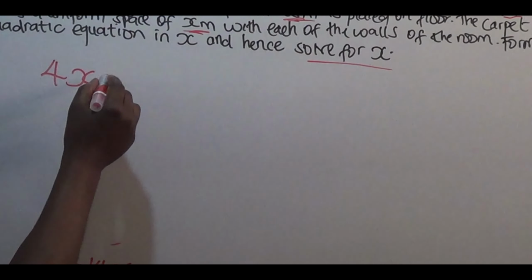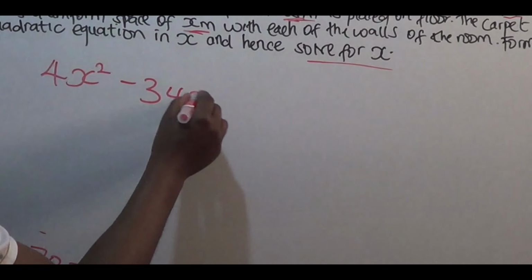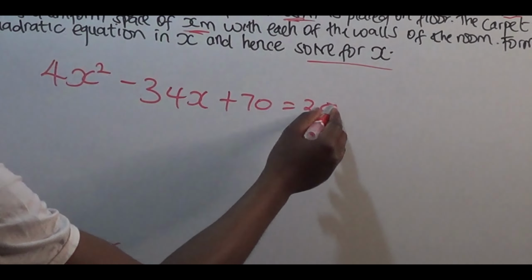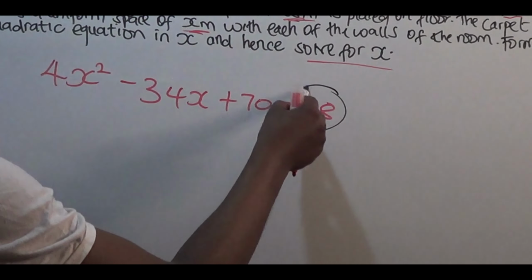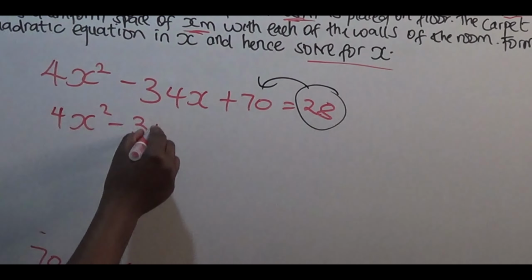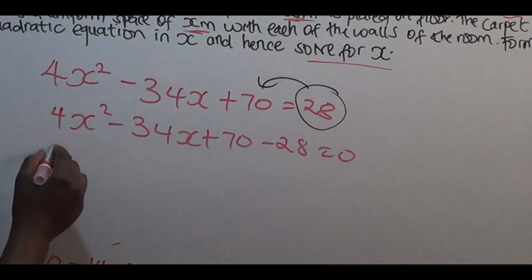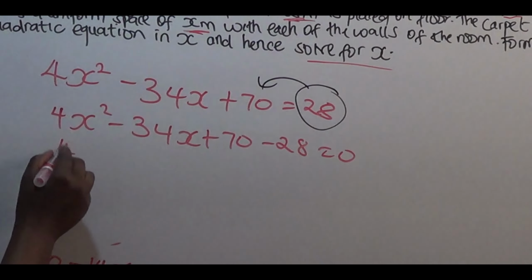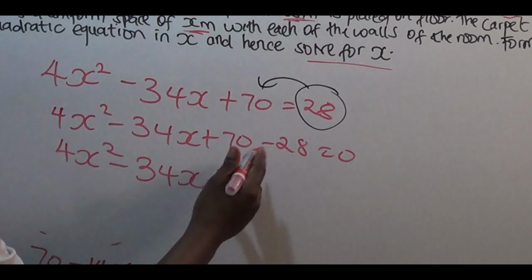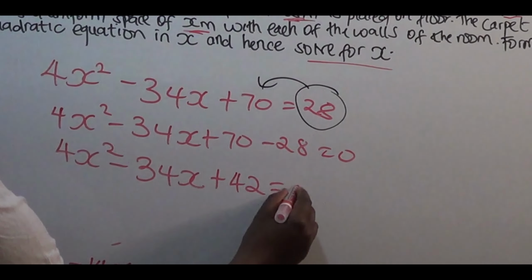Let me arrange it. 4x squared minus 34x plus 70 equals to 28. Now I take this 28 to this side. Now it will be 4x squared minus 34x plus 70 minus 28 equals to 0. So this is 4x squared minus 34x plus 70 minus 28, we are going to have 42 equals to 0.